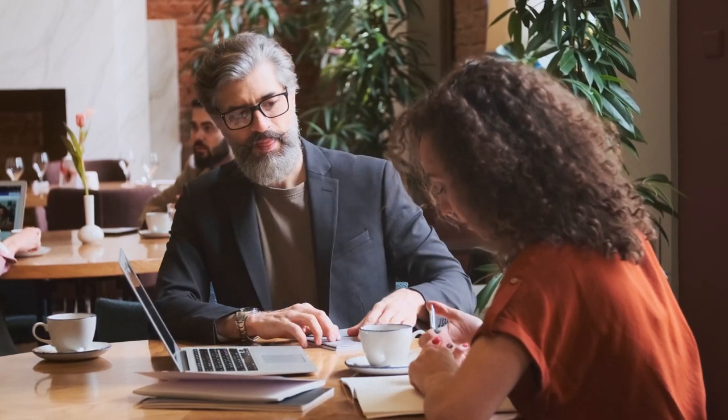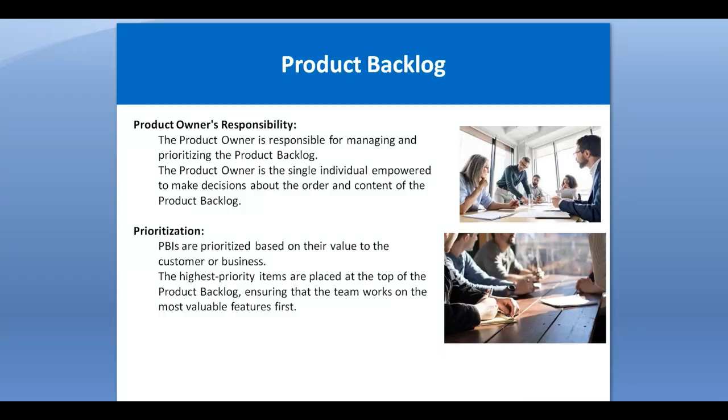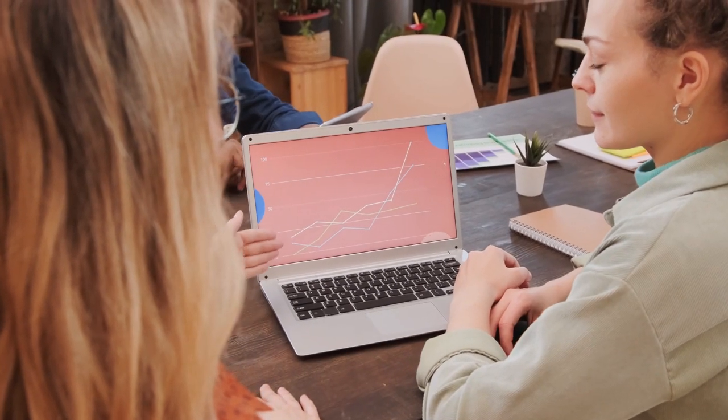Prioritization. The product backlog items, that means the feature sets required for the product, are prioritized based on their value to the customer, business value, or market conditions. The highest priority items are placed at the top of the product backlog so that the Scrum team working on the sprint picks the most valuable features from the top.